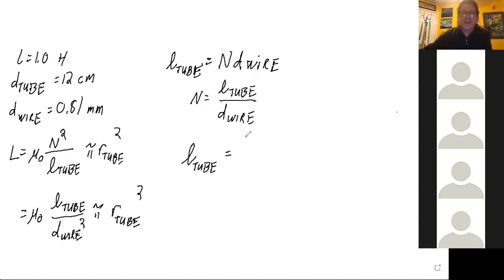And so that's equal to the inductance that we desire, which is 1.0 henries, times the diameter of the wire squared. So you multiply both sides by that. I guess it really didn't need the parentheses. And then you're dividing by mu naught pi and the radius of the tube squared.